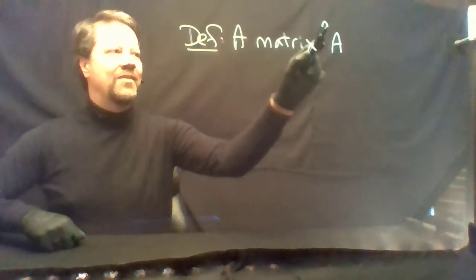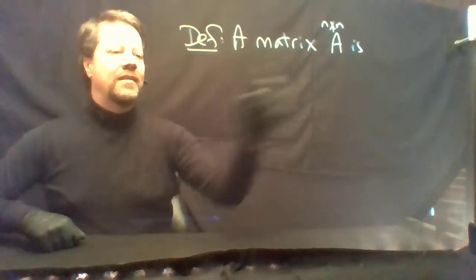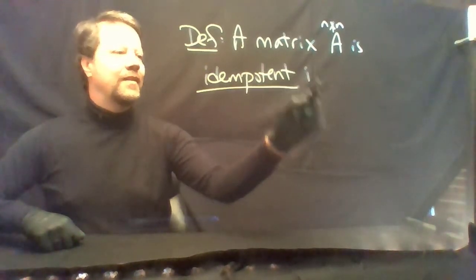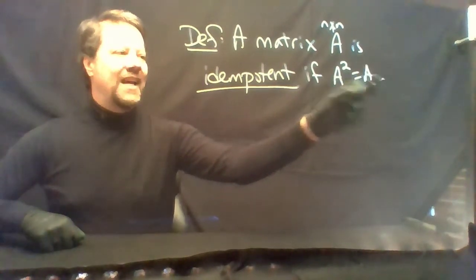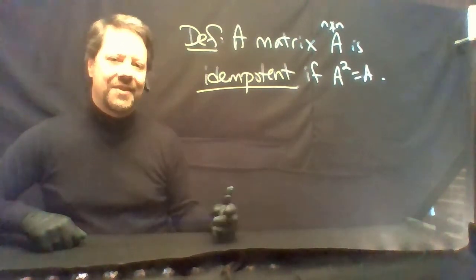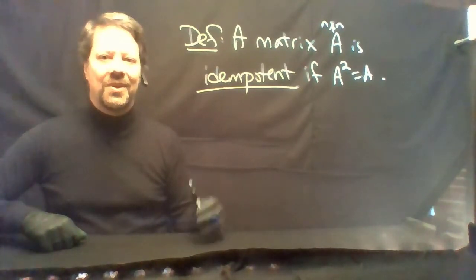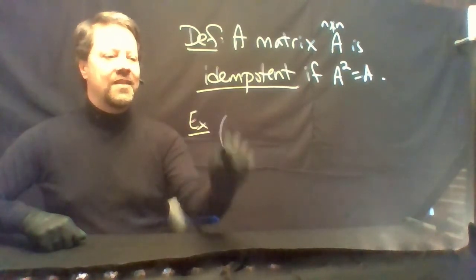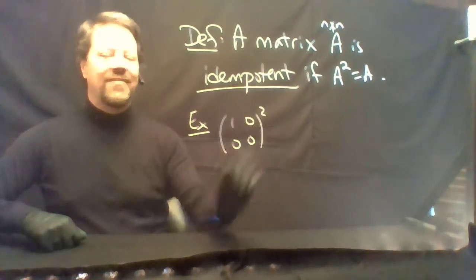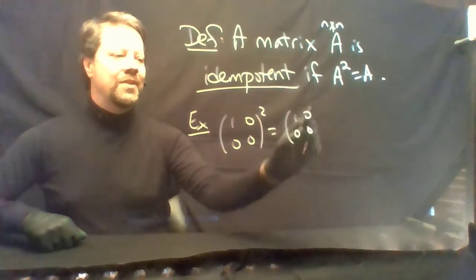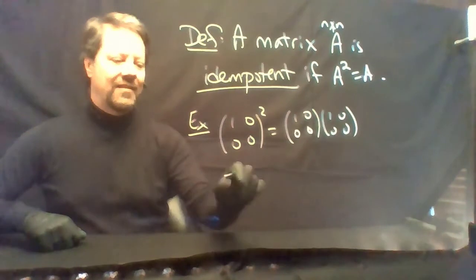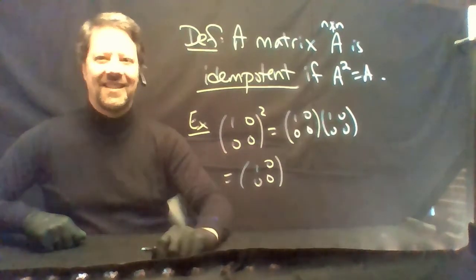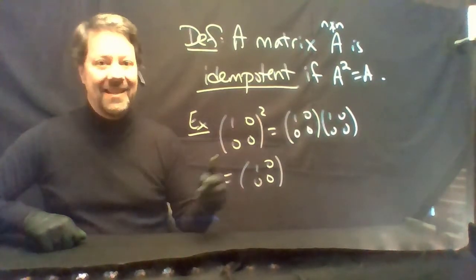A matrix A, which is n by n, is idempotent if A squared equals A. There are a lot of matrices that do this, not just the so-called identity matrix. So for example, consider the matrix 1, 0, 0, 0. If you multiply 1, 0, 0, 0 by itself, you'll get 1, 0, and then 0, 0. The matrix 1, 0, 0, 0 is idempotent.